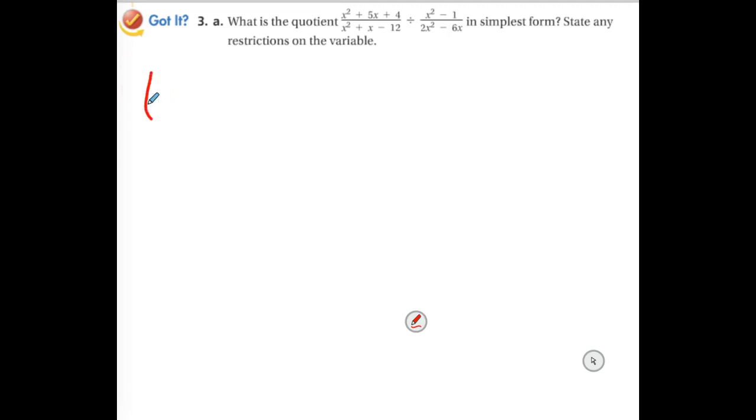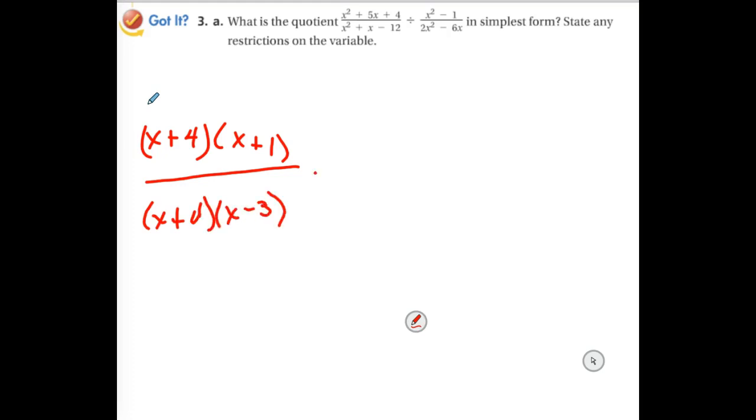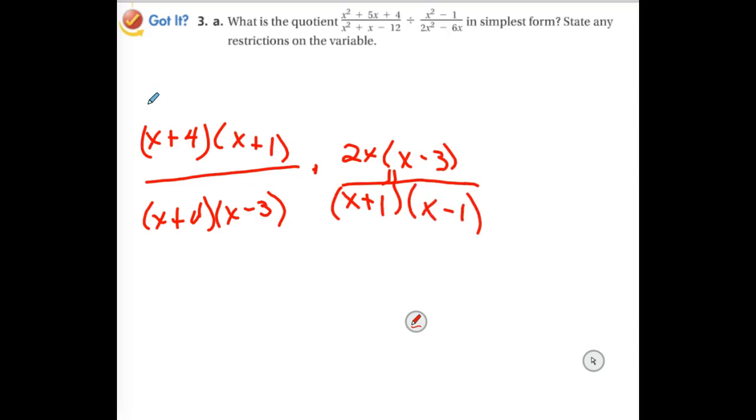All right, numerator, we should have x plus 4 and x plus 1. Denominator, we should have x plus 4, x minus 3. We're multiplying, so we're going to flip it over. We take a 2x out of the numerator. We get x minus 3. It's just going to be one of those days. Denominator, the x squared minus 1 becomes x plus 1, x minus 1. Yes? Okay, so restrictions. What can x not be?